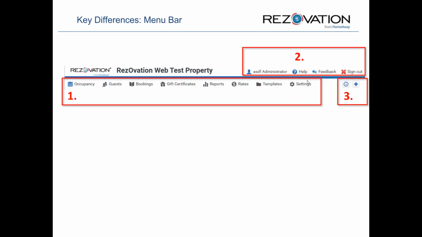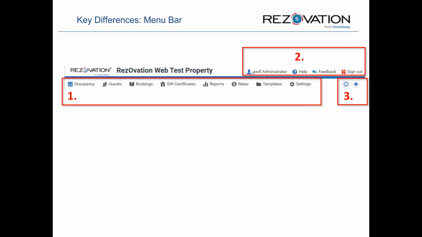All right, we're going to jump into the program itself here and talk about the navigation. This is what you'll find at the top of your reservation web account. And there are 8 tabs here instead of the drop-down menus like Reservation GT uses. Those tabs are occupancy, guests, bookings, gift certificates, reports, rates, templates, and settings.